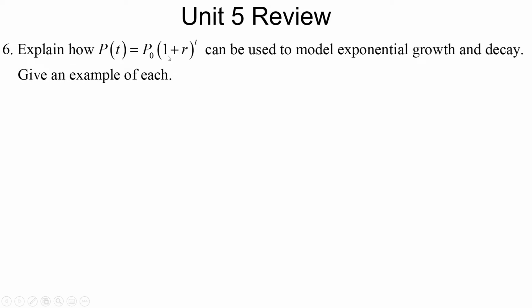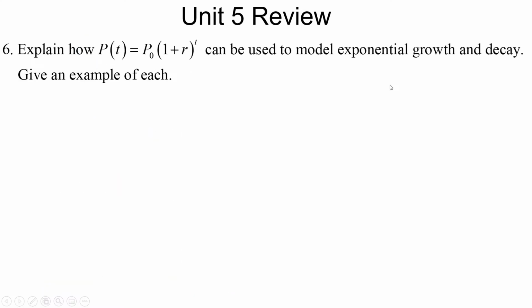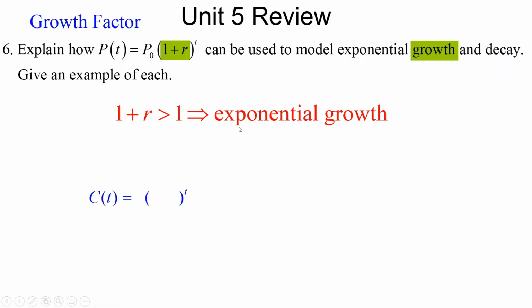Well, it's all based on that growth factor right there. And you guys understand, we just saw that on the last problem. When we had base 2 is bigger than 1, that gave us exponential growth. So here, if this growth factor is a number greater than 1, we're going to have exponential growth. Well, if 1 plus r is greater than 1, that implies we will always have exponential growth. And an example of that. Well, remember the very first problem in this unit was that burger problem?